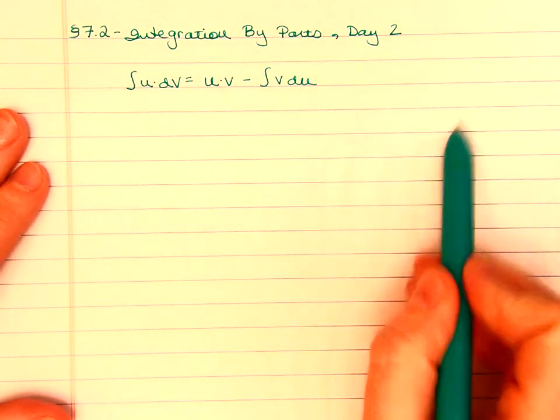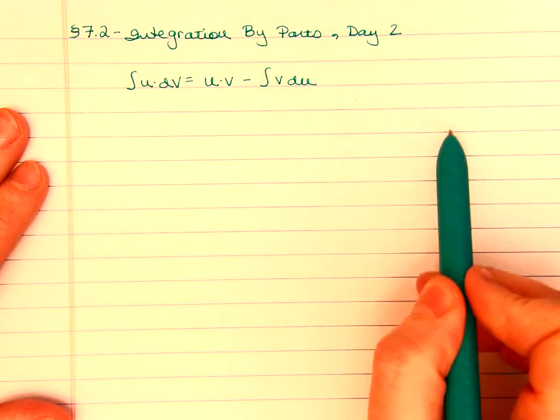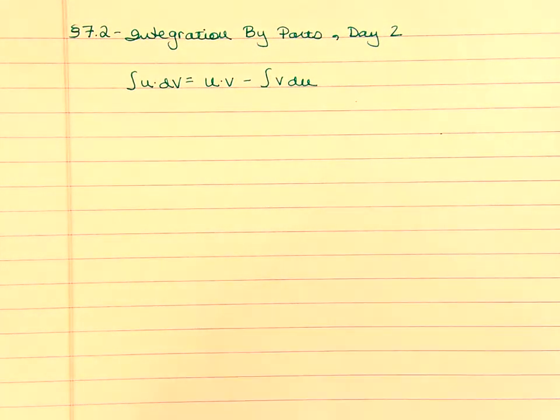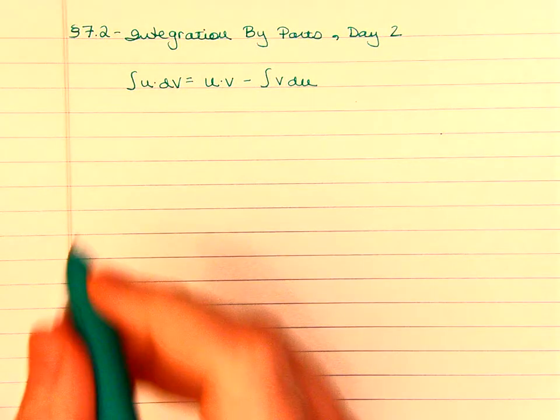And we set up every problem with that little chart that I would write on the side, and we would do this times this minus the integral of that times that, and all that stuff. There are a couple variations on integration by parts that I need to show you. Today we're going to look at 3 specific variations, and in the final video you're going to look at one other variation.